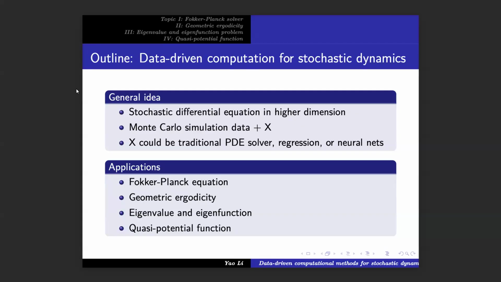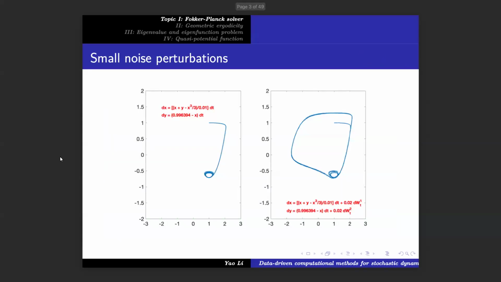So I will say a few things. I believe they are more or less related to methodology and practice in different areas. For example, we have the Fokker-Planck equation about the probability density function. We have the geometric ergodicity, which means how stable, how stochastically stable your model is. We have the eigenvalue and eigenfunction, which is particularly important in studying oscillators. And then we study the quasi-potential function, which is very important in things like rare events sampling or metastability.